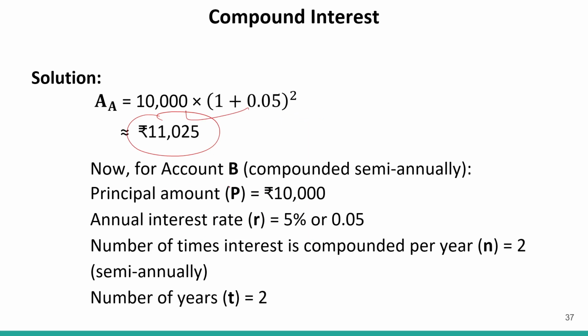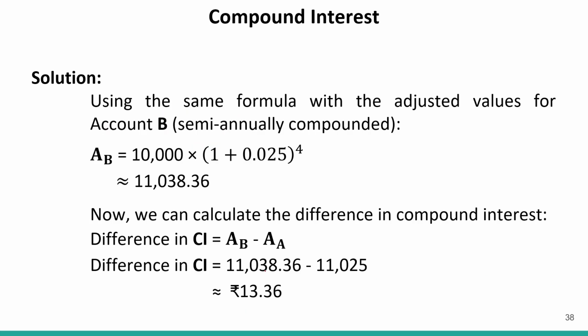Okay, for account B, it will be this, but it is compounded semi-annually. So N is equal to 2. So the formula will be something like this. This much by 4, power 4. So 11,038.36. Okay, so CI will be this much minus this. So it will be 13.36.